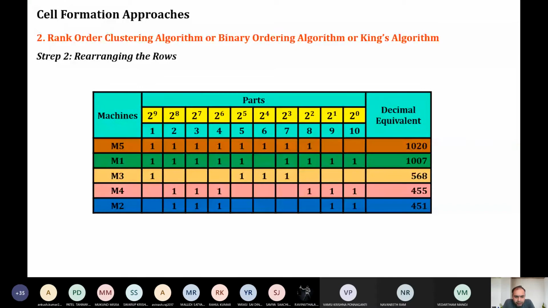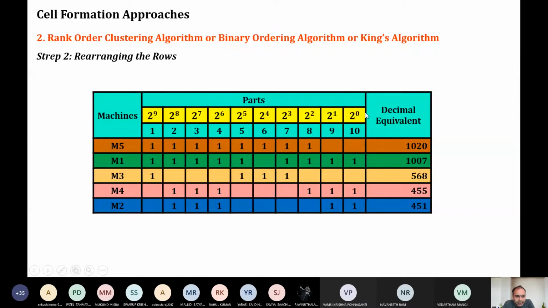Now we have arranged the rows depending upon the decimal values we got. As I told you, rank means rows. R stands for rows, C stands for columns. This is just a hint for you to remember. And the next thing is you always have to remember to go from right to left. Then we arranged it and we got this value.